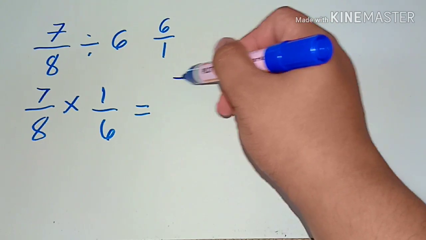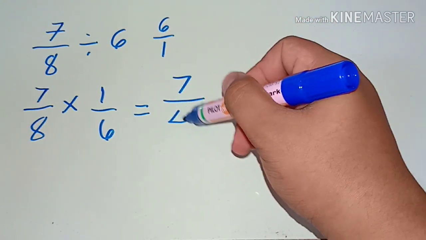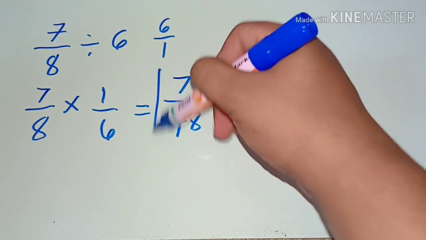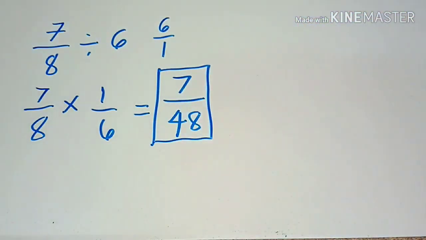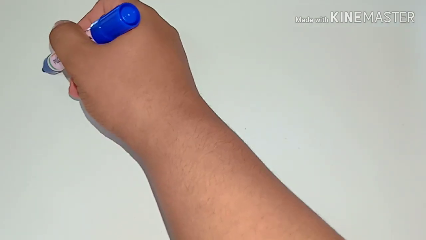7 times 1 is 7. 8 times 6 is 48. And we cannot simplify that one. So that means the quotient of 7/8 divided by 6 is equal to 7/48.